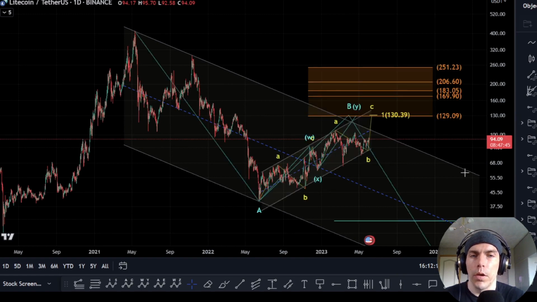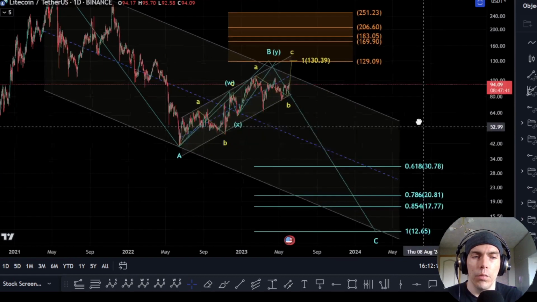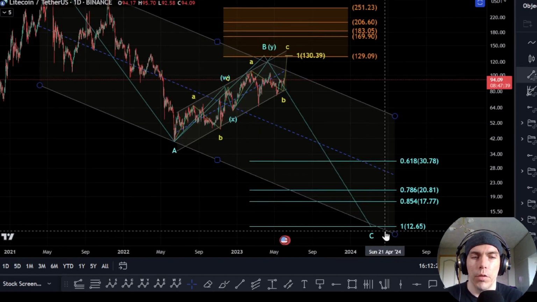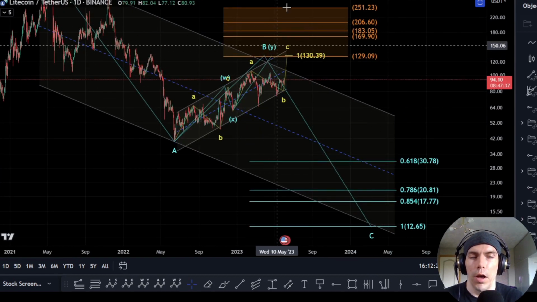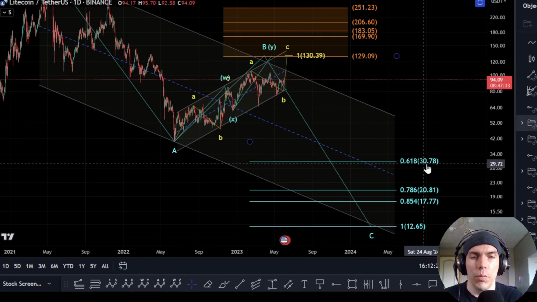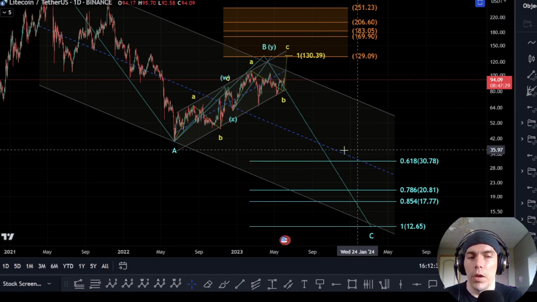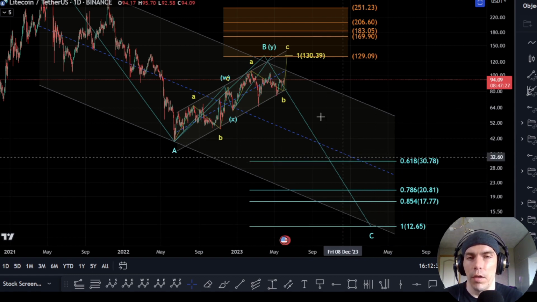So what we're looking for here is either we could potentially be in a bigger A, B, and a C pattern, in which case we could be looking for a lower target range towards this 1265, depending on how high this B wave comes up here. A minimum requirement we would be looking for would be this 0.618 towards this 3078 region. So anywhere between these zones could technically be a C wave target.